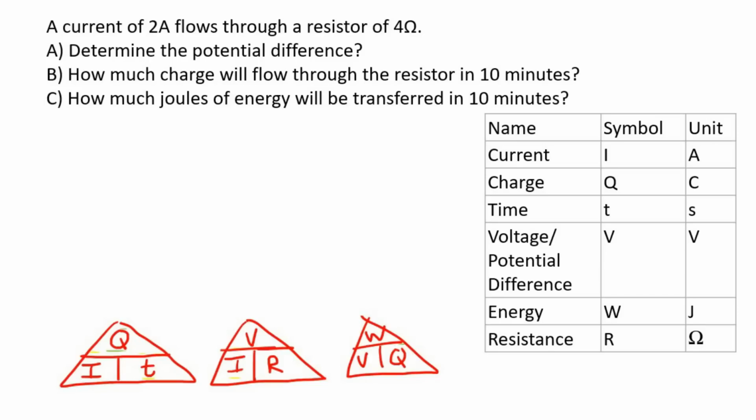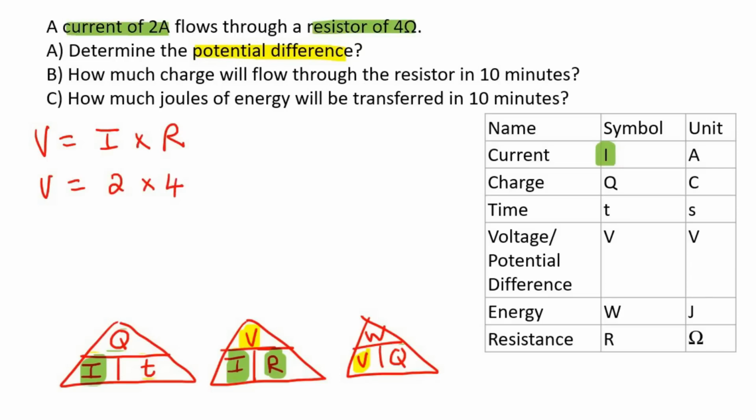So a current of 2 amps. So they've given us the current. Now remember, current is I, so we go highlight all the I's because we don't know which one we're going to have to use, flows through a resistor, ooh, we haven't used that before, of 4. There we go. Now the first question says determine the potential difference, which is a V, so we go highlight all the V's. Okay, so we can just use that triangle. And so V is at the top, so you just multiply the two bottom parts together. And so I is 2, R is 4, and so that would be 8. 8 what? Volts. Okay, so we have the first answer as 8 volts.